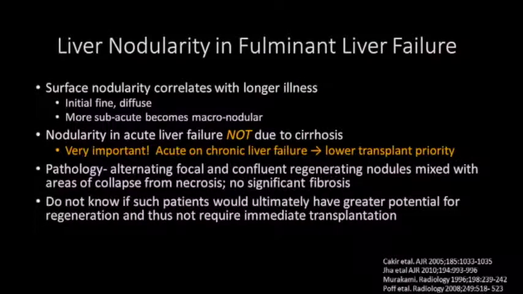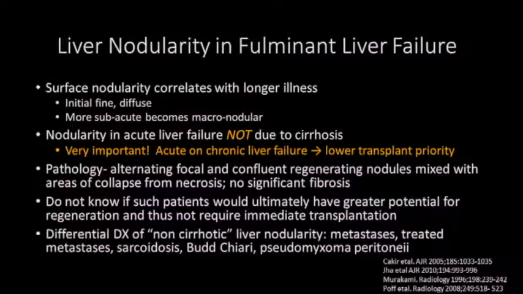Remember again, the pathology for these patients who are in the later stages are alternating areas of focal and confluent regenerating nodules mixed with areas of necrosis. The key thing here is these patients do not have significant fibrosis. And given these large islands of regeneration, we really don't know whether those patients might have a greater potential for overall regeneration and not need a transplant. That's a hard thing to be able to study.